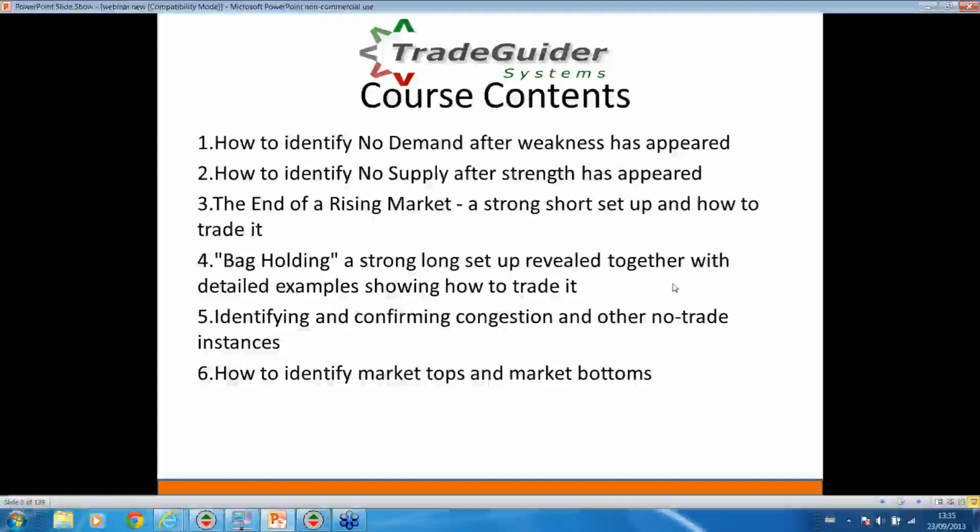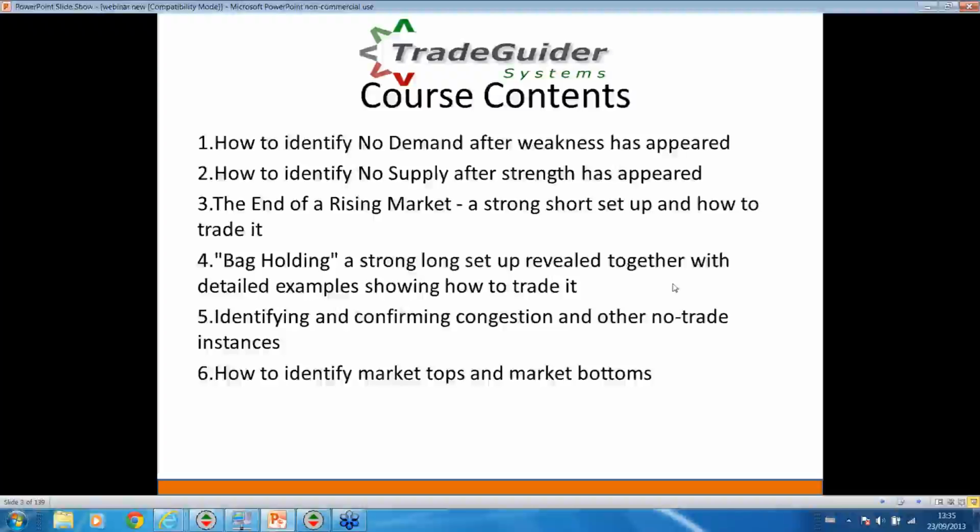We're also going to talk about something I don't spend a lot of time on, actually, but it's a great setup. It's called no supply, and it's the exact opposite of no demand. Okay, before we move on, let me clarify what no demand is. It basically means there's no interest in higher prices from professional money.